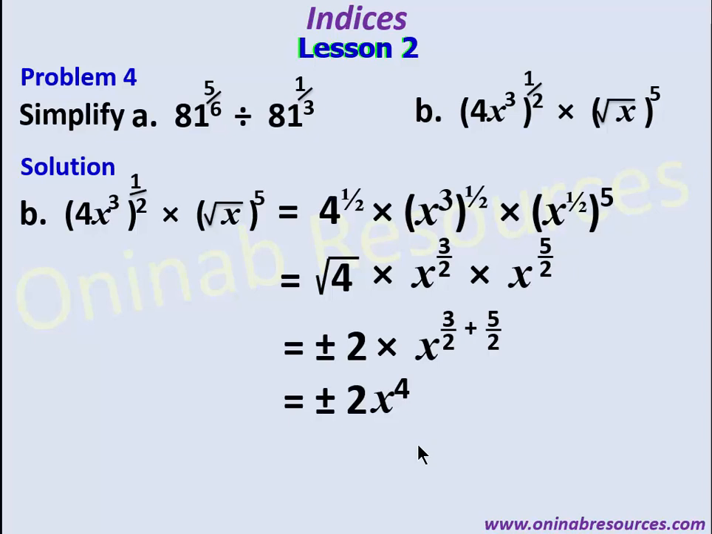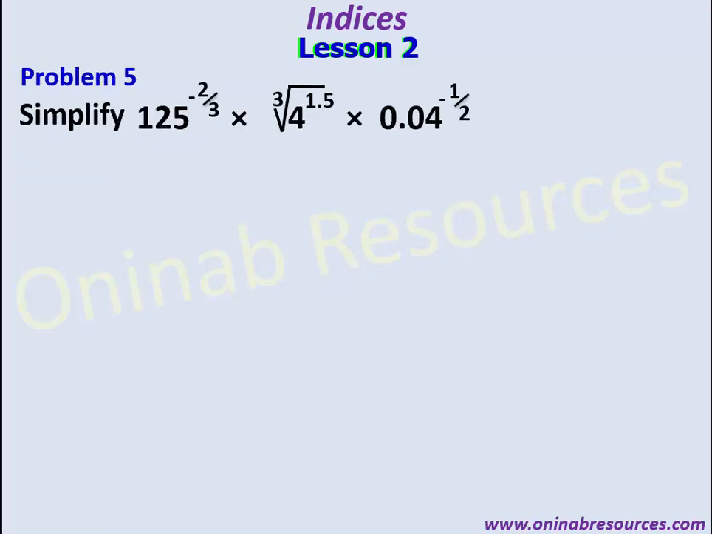We go to problem 5. Problem 5, we are to simplify 125 to the power of negative 2 over 3 times cube root of 4 raised to the power 1.5 times 0.04 to the power of negative half.